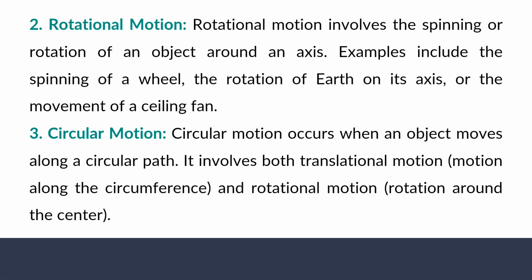Rotational motion. Rotational motion involves the spinning or rotation of an object around an axis. Examples include the spinning of a wheel, the rotation of Earth on its axis, or the movement of a ceiling fan. Circular motion. Circular motion occurs when an object moves along a circular path. It involves both translational motion, motion along the circumference, and rotational motion, rotation around the center.